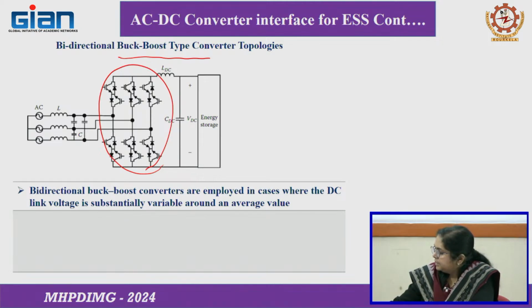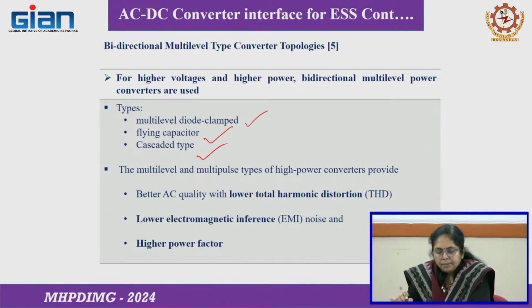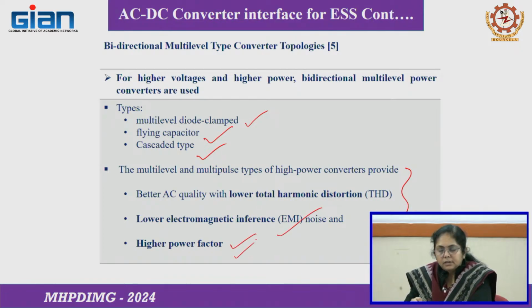And the fourth one is the multi-level type, where we have different topologies, again multi-level diode clamp, flying capacitor and cascaded, and obviously you know the advantages of multi-level topologies, why and when we go for multi-level operation. So, in multi-level converters we have the advantage of better power quality, that is lower THD, lower EMI, electromagnetic interference, and it gives a higher power factor.